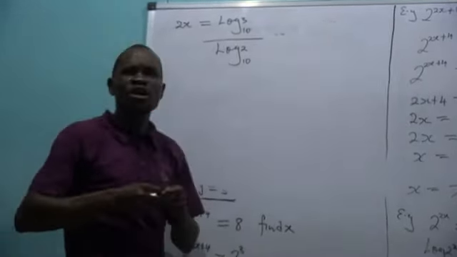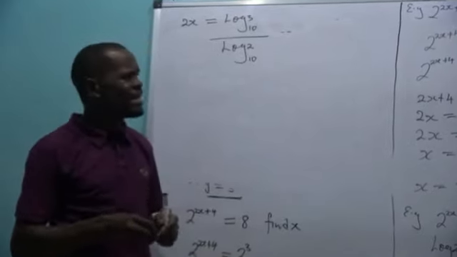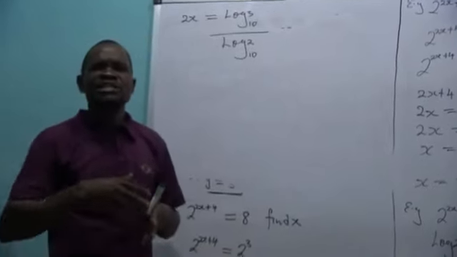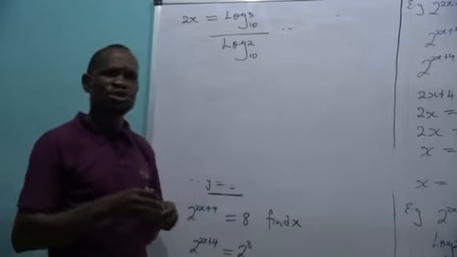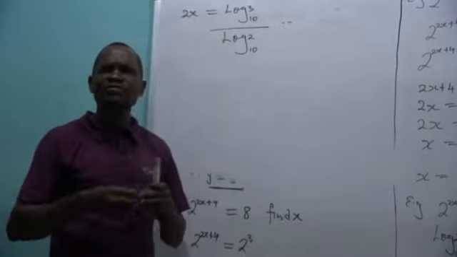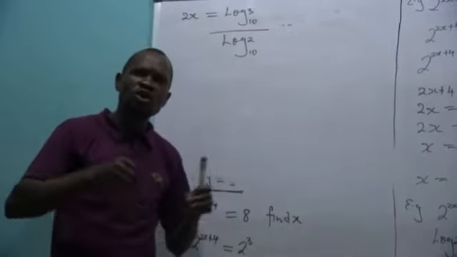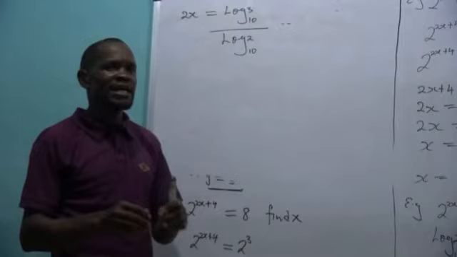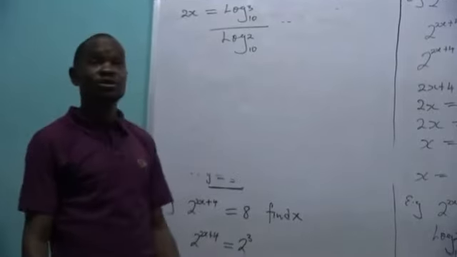So when we solve an indices equation and we couldn't make it have the same base, we'll take the log of both sides. And this is where we are ending this lesson today.